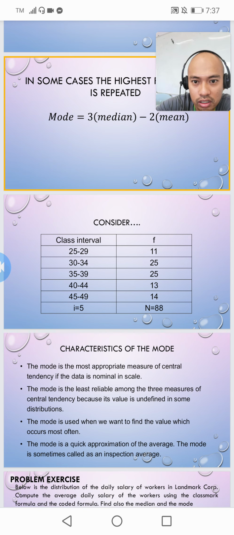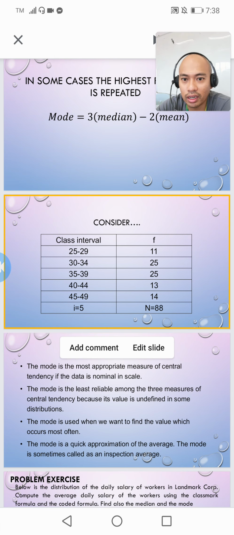So let's consider this data. You are given the class intervals 25 to 29, 30 to 34, 35 to 39, 40 to 44, 45 to 49, and we have a class size of 5. These are the corresponding frequencies: 11, 25, 25, 13, and 14. Okay? So, as you can see in this data, 25 has repeated twice. Alright? So, dalawa yung ating highest frequency, which is 25.